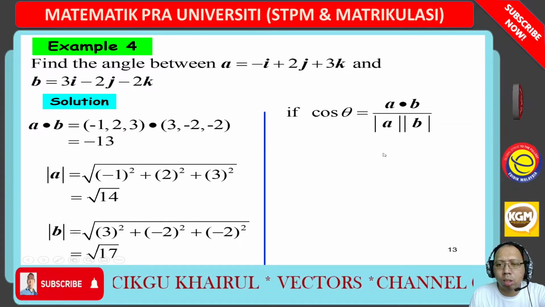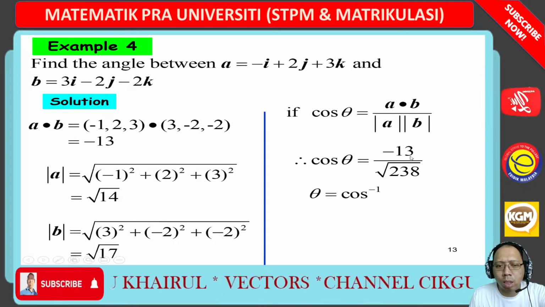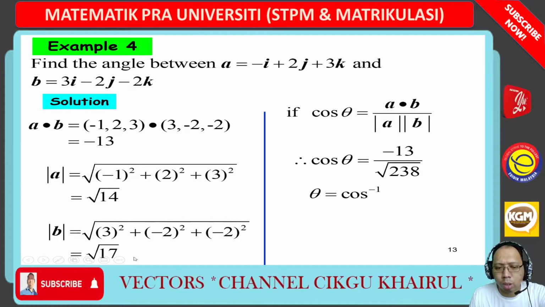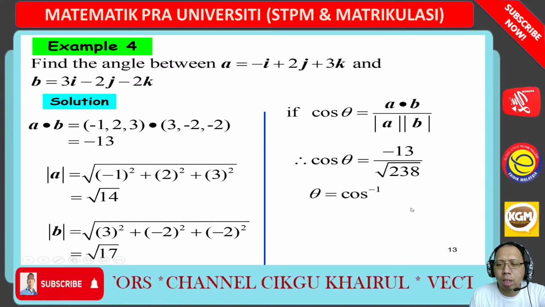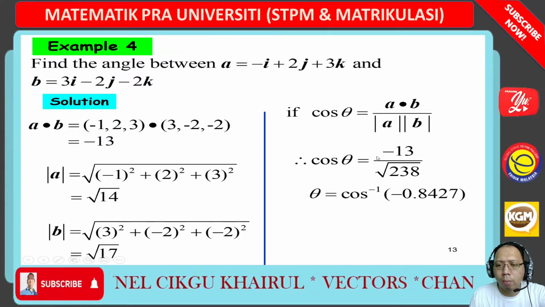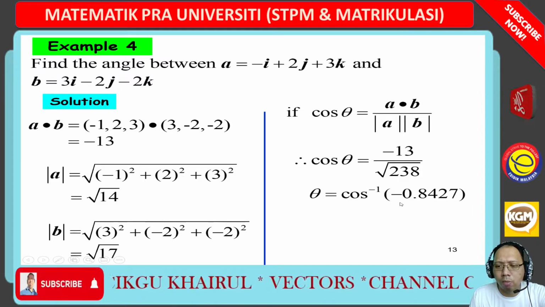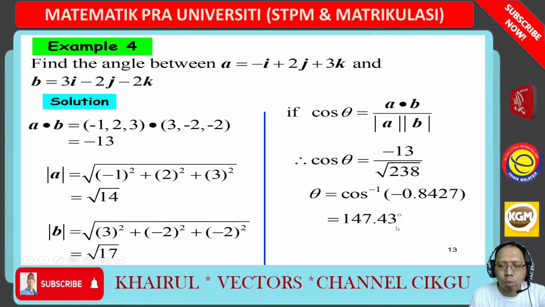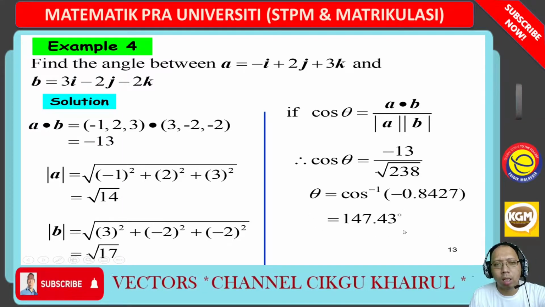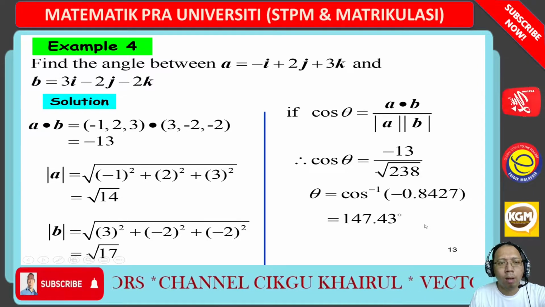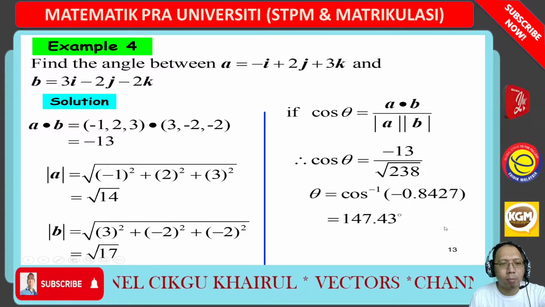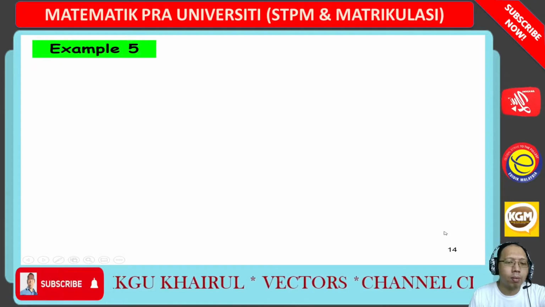Okay, substitute into this formula. Cos theta equal to negative 13 divided by square root of 238, the multiplication of square root 14 and square root 17. Then cos theta equal to negative 0.8427 after we simplify or press the calculator and get this value. Then theta equal to 147.43 degrees. This is the angle between vector A and vector B. Just directly substitute into this formula. Very simple.